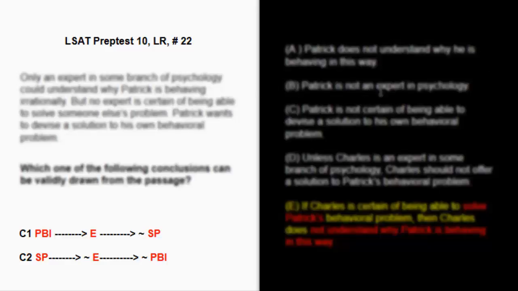B: Patrick is not an expert in psychology. So let's take a look here. If Patrick is behaving irrationally, he's an expert in psychology. He's an expert, and he cannot solve his own problem. So this is out also. Now C: Patrick is not certain of being able to devise a solution to his own behavioral problem. Let's see if that's true. If he's certain to be able to solve his problem, then he does not understand why he's behaving irrationally. So C is wrong.